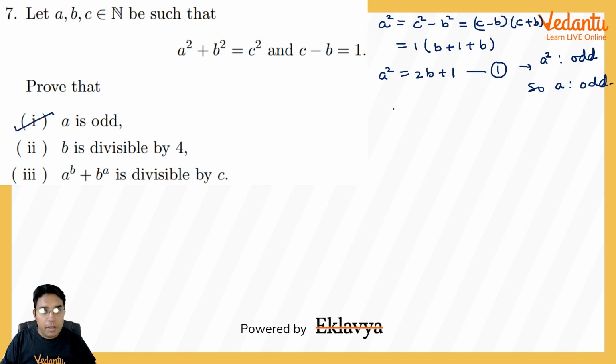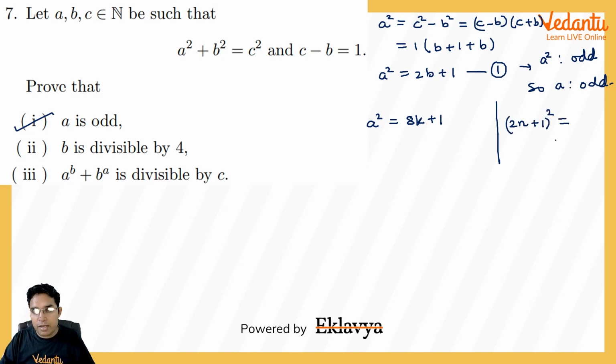Now we know that if A is an odd number, then A square has to be 8k plus 1. It can be proved in the exam. If you think it is not obvious or the examiner may deduct your marks, you can prove it by this method: 2n plus 1 is the general form of any odd number. So its square we can write as 4n square plus 4n plus 1.